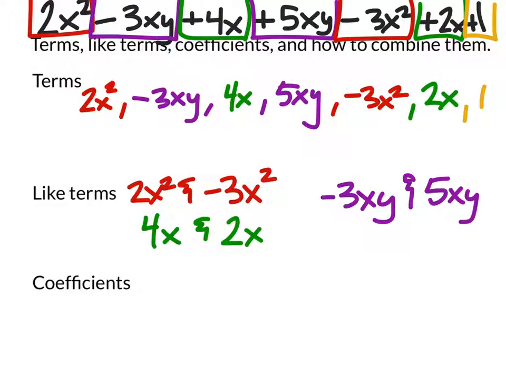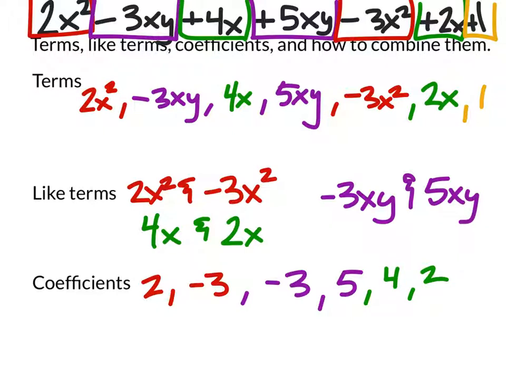Coefficients. Coefficients are numbers that are being multiplied by some variable. So if we just looked at the like terms, for the x squareds, we've got a 2 and a negative 3 there. Now notice I'm not including the letters. The coefficient is just the number. For the xy's, we have another negative 3 and then a 5. And then for the x's, we had a 4 and a 2. Again, the 1 is not considered a coefficient because it is not being multiplied by a letter.